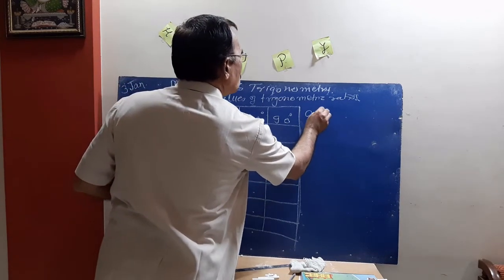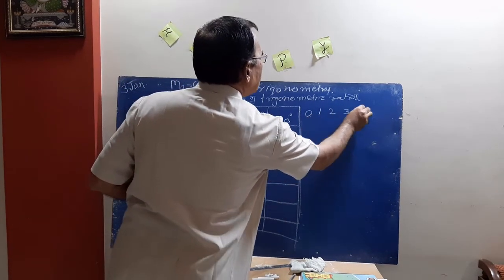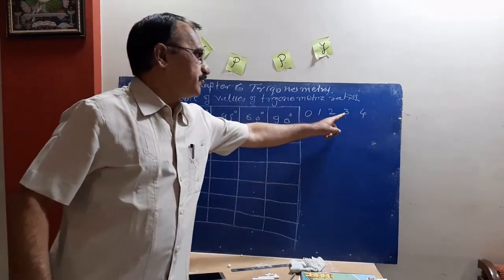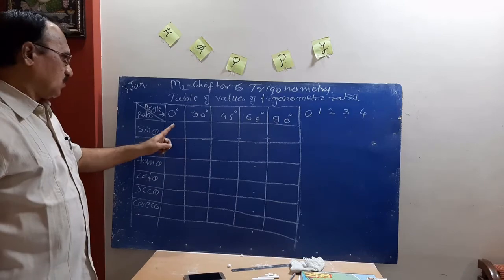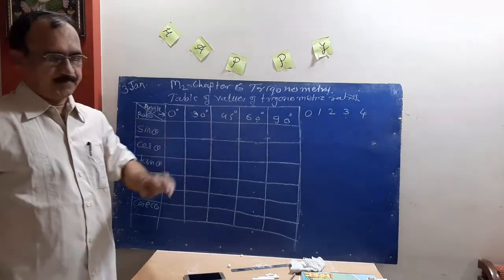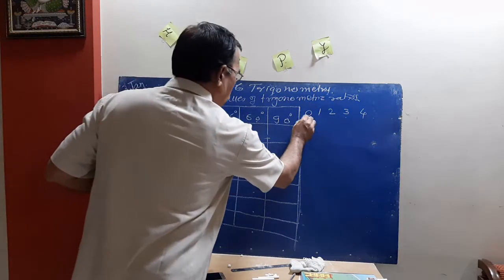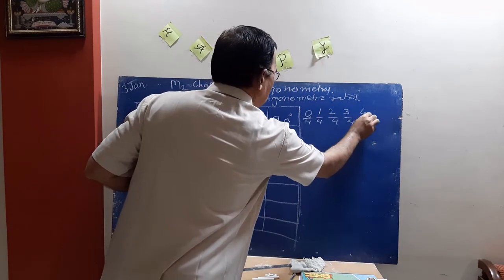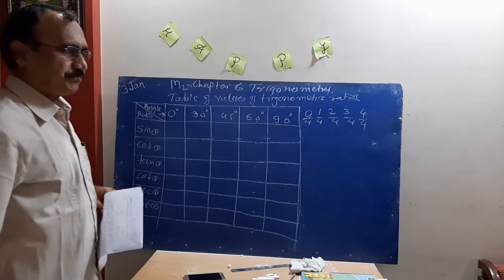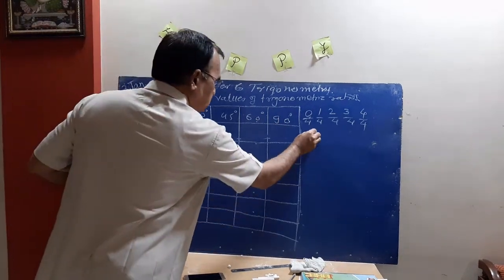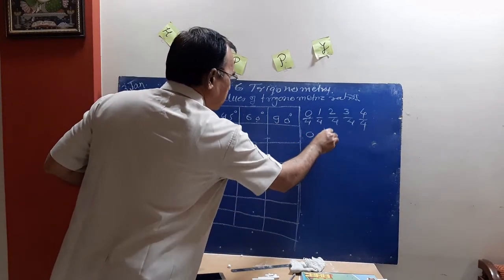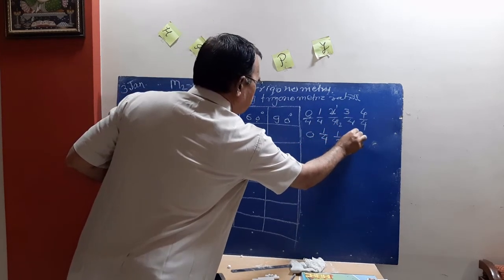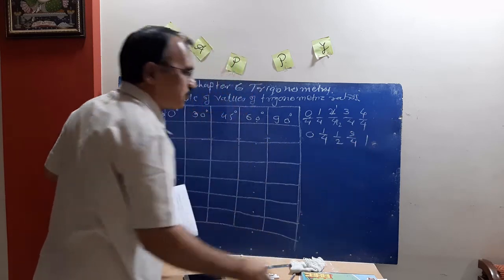Right here 0, 1, 2, 3 and 4. How many numbers are there? 1, 2, 3, 4, 5. How many boxes are here? 1, 2, 3, 4, 5. Divide each number by 4. 0 upon 4, 0. 1 upon 4 as it is. 2 upon 4 means 1 half. 3 upon 4 as it is and 4 upon 4 is 1.